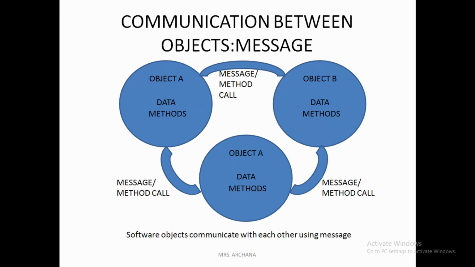In this slide, the communication between objects is represented pictorially. As can be seen, objects communicate with each other using messages. A message is implemented using a method call. In the later portion of the video, we will see how methods are called and defined.